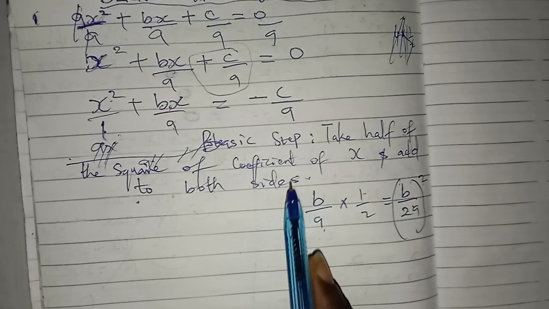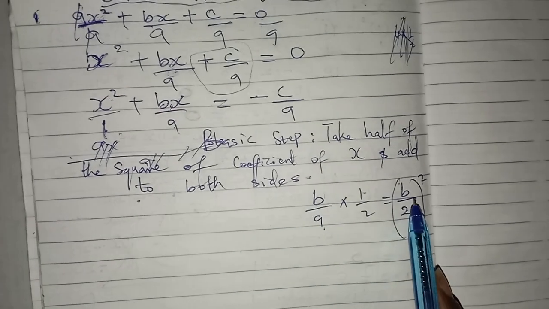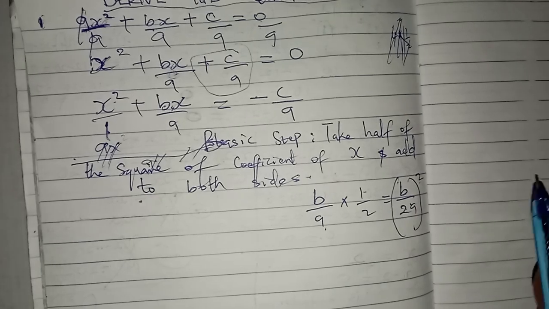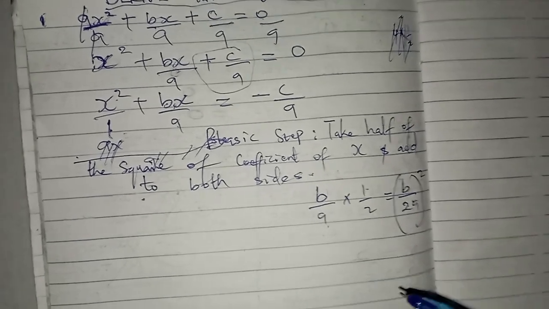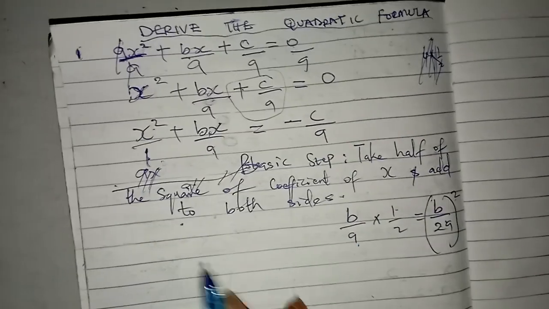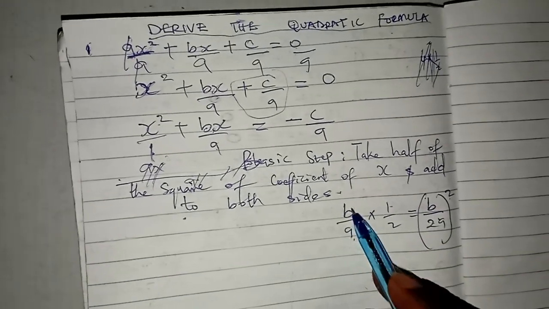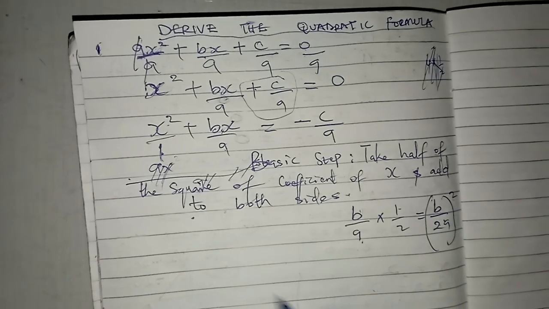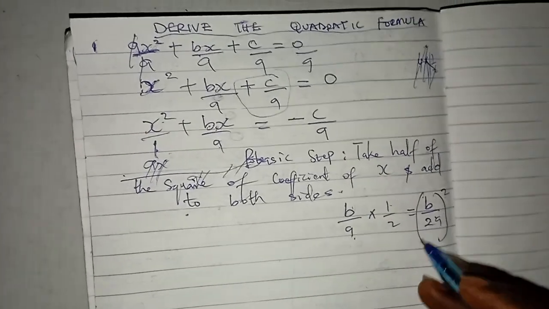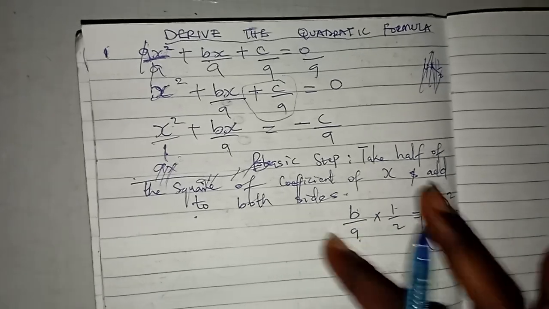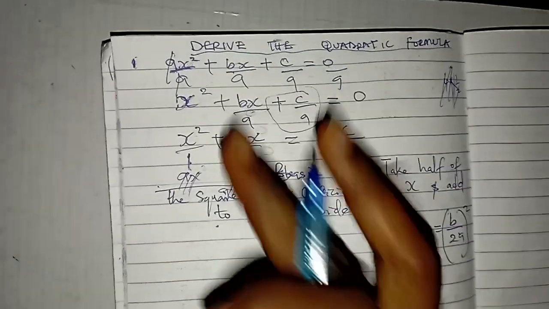Or you say add the square of half of the coefficient of x to both sides. Whichever way you want to speak the English, no problem. But what matters is that you must take the half the way I've done it, times it by 1 over 2, you now square. In most cases, I see people start solving. Don't ever do that. Just times it by the half, leave it in fraction, carry it and bring it to both sides.